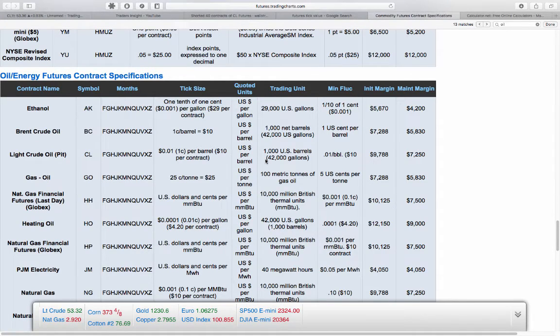And so for every one contract of light crude oil CL that you purchase, it's going to have a notional value, which is the value of the contract or the future if you were to hold it to its expiration, would be 1,000 US barrels. So if you bought one futures contract and held it all the way to the end, when expiration would be, you would be on the hook for, or you would be the new owner of, 1,000 US barrels of oil. And so we can see the margin required. So over here are 9,000 and 7,000.